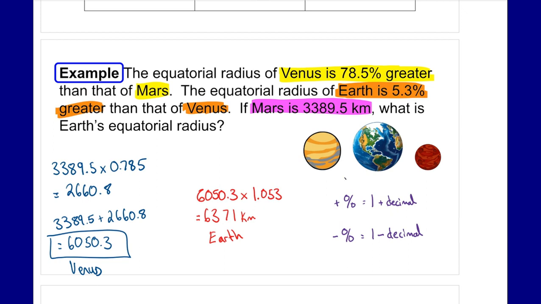So there are shortcuts if you wish, but it doesn't mean that you need to use them. You can always go through step by step where we find the percentage, then add that to our original value, or find the percentage and subtract it from our original value. It works out the same. But there are shortcuts because it might be quicker.